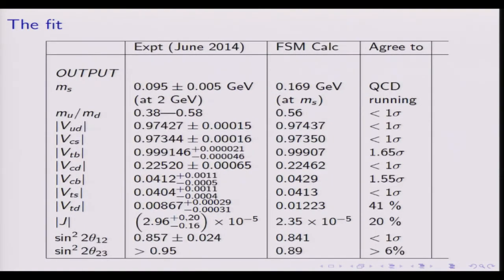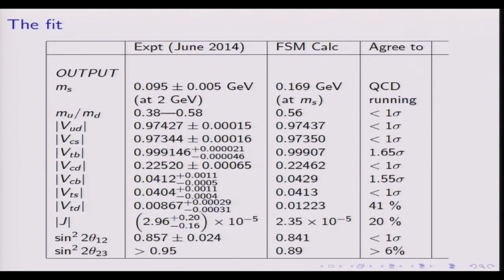Okay, so what's the output now? Let me just go through this slowly. So the output, first of all, is the mass of the strange quark. Now the strange quark is not very well reproduced, mainly because there is QCD running, and so the mass given is at 2 GeV.